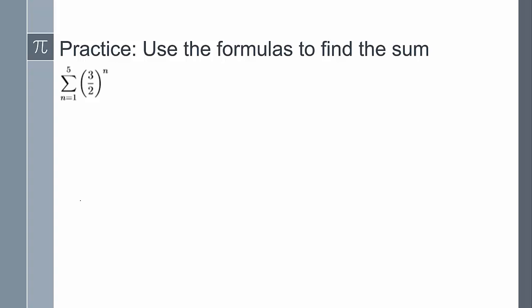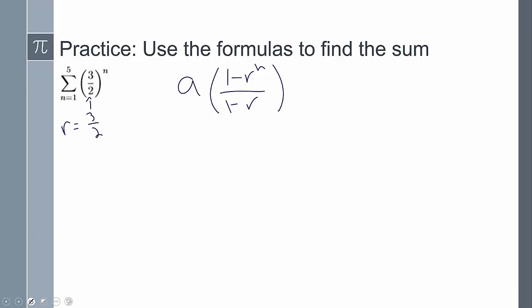Next problem. We should identify this one as geometric. Now I'm going to give you guys a moment to come up with the formula and to solve it. Okay, so going over this one, the formula should be a times 1 minus r to the n over 1 minus r. So I need to find what my common ratio is. Well, what am I multiplying by every time? So my r is going to be 3/2.